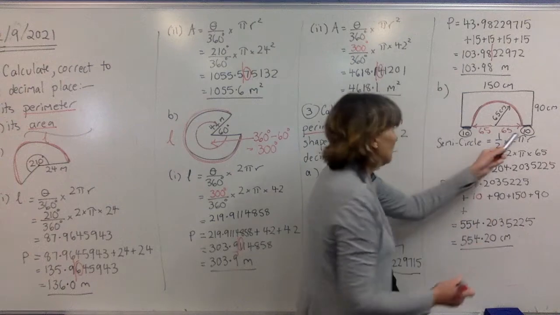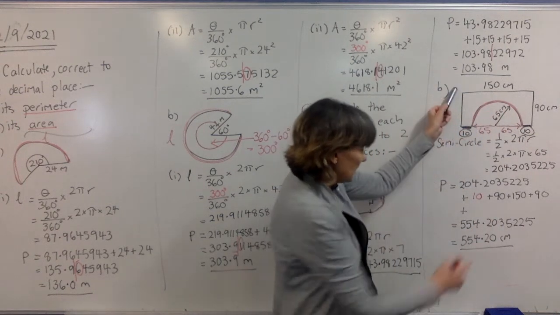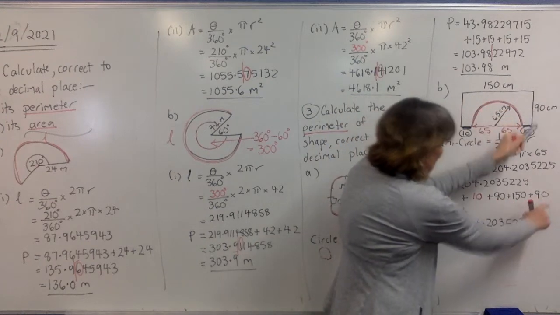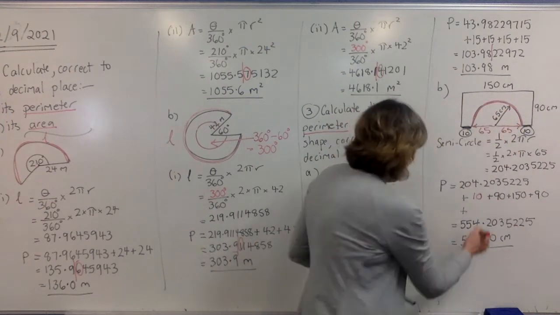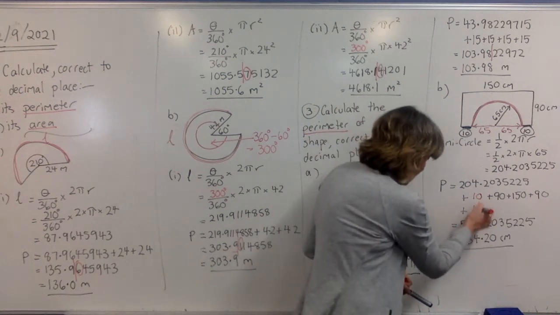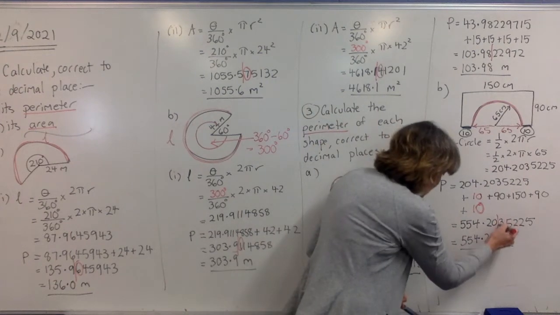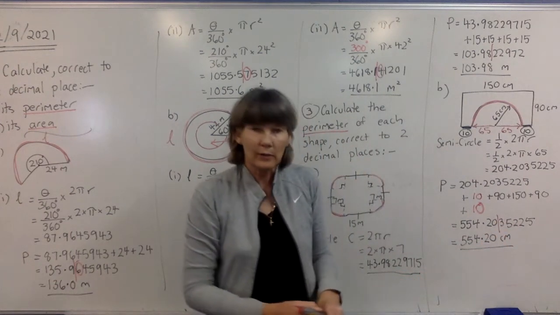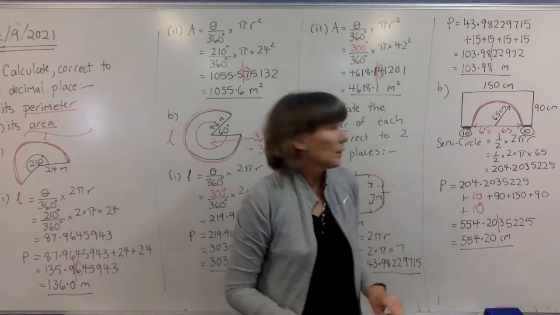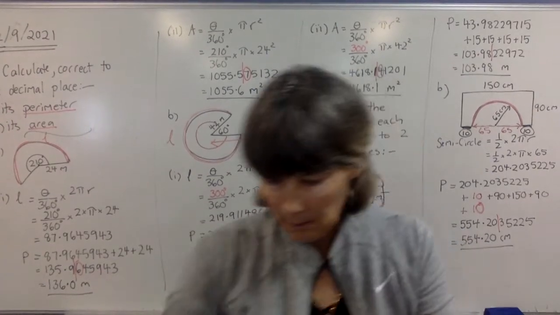We're going to go round the shape, right? The curve plus 10 plus 90 plus 150 plus 90 plus one more 10. And if you add it all up, you'll get what I've written down there, and then round it off to 2 decimal places, and you get 554.20 centimetres.